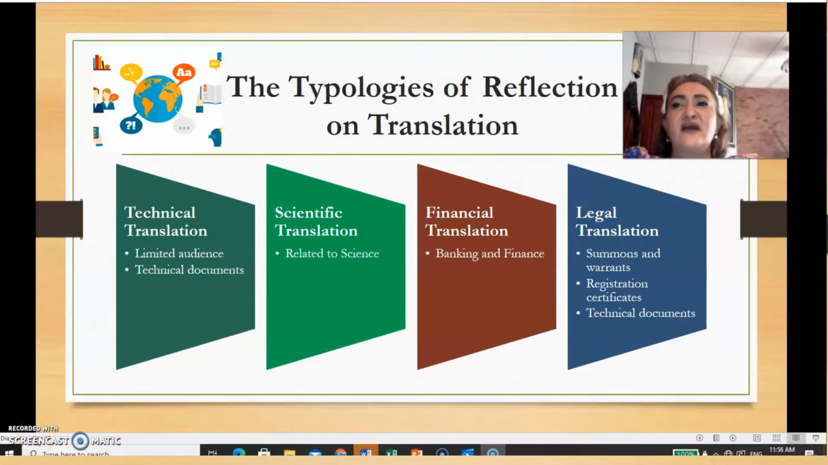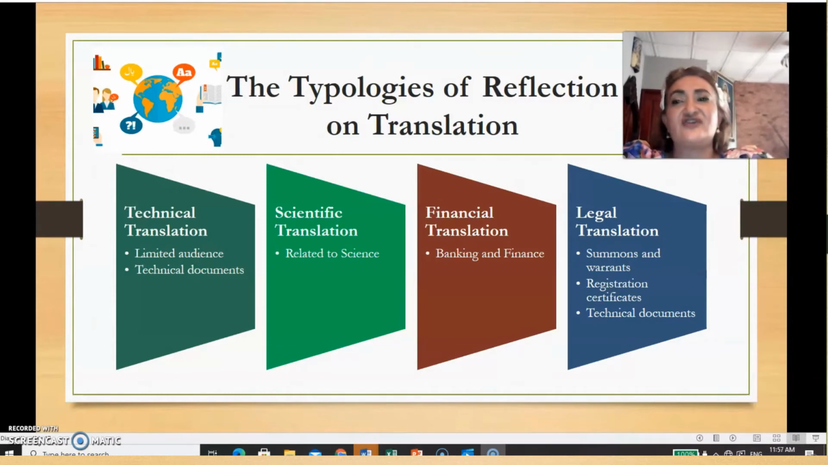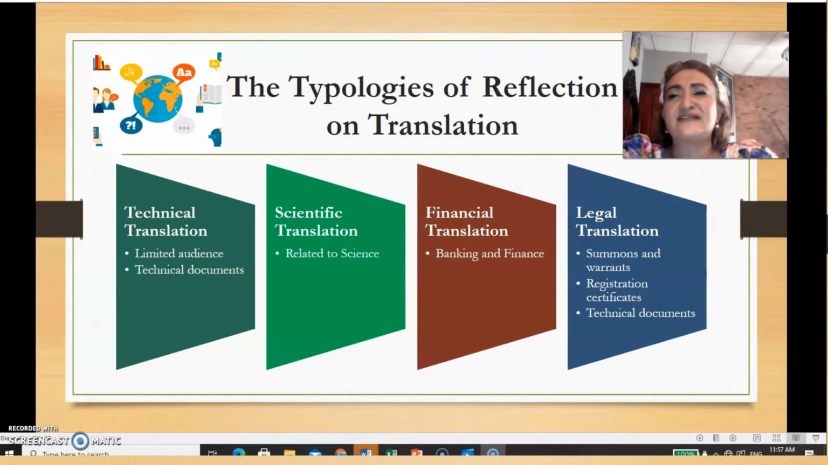The typologies of translation. There are 8 kinds or types of typologies on translation: technical, scientific, financial, legal, judicial, juridical, certified, and literary translation. The first one, which is technical translation, is addressed to a target and limited audience, and it is also closely related to technical documents. The second one, scientific translation, deals with documents related to science, articles, conferences, presentations, congresses, booklets, and so on.